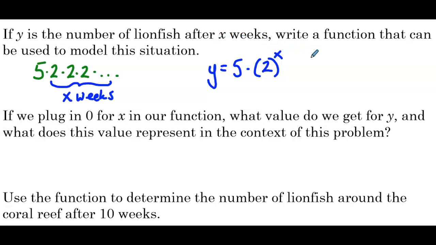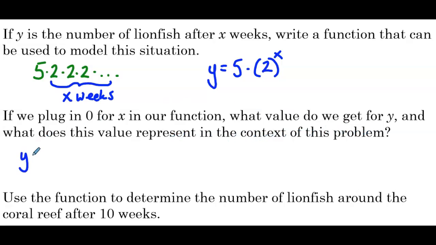So if we want to know how many lionfish there are after 10 weeks, well then x is going to be 10, because we'd multiply 2 times 2 times 2 all the way out 10 times. So if we plug in 0 for x in our function, what value do we get for y, and what does this value represent in the context of this problem?